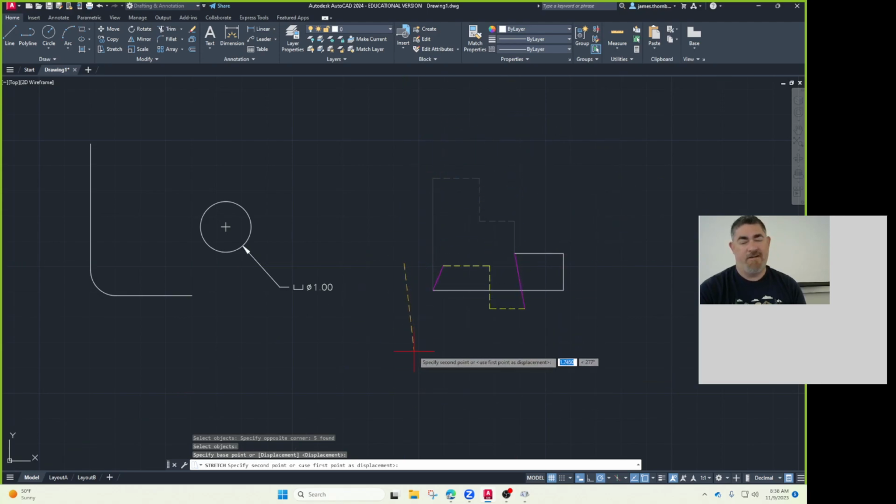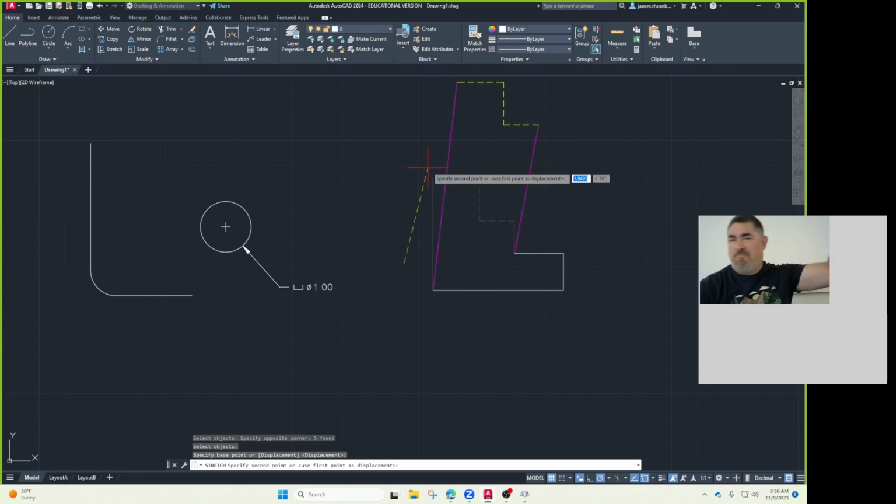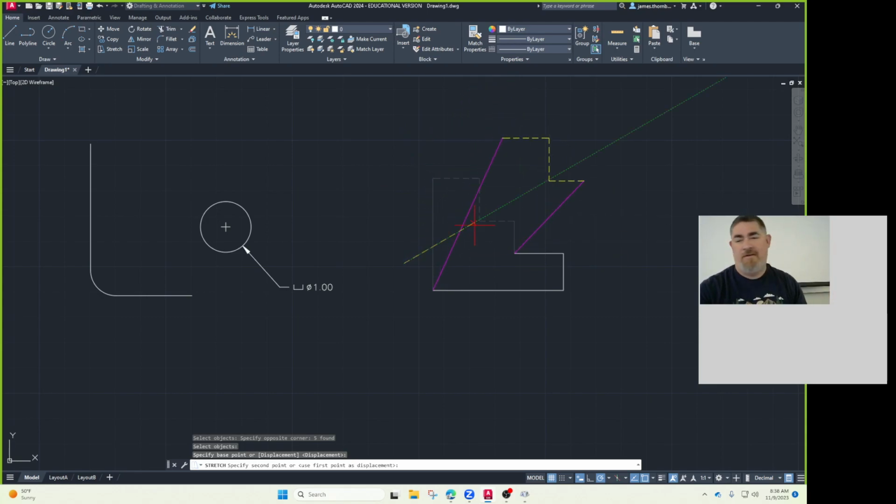Stretch means they get longer, they get shorter. Moving means the yellow lines, they're just dancing around. Okay? So whatever you want to stretch, don't fully enclose it. If you want that thing to get longer or shorter, cross it with the window. If you want it to just move, have it fully inside the window.